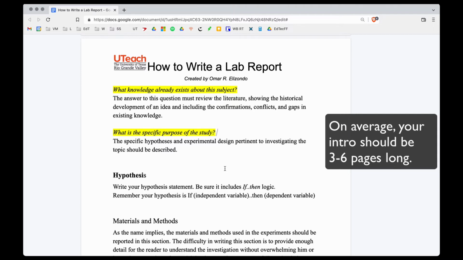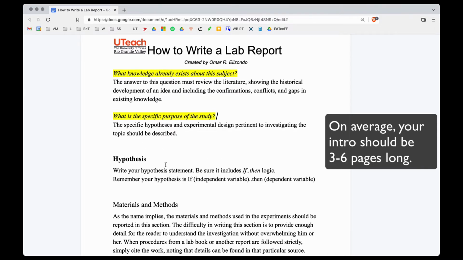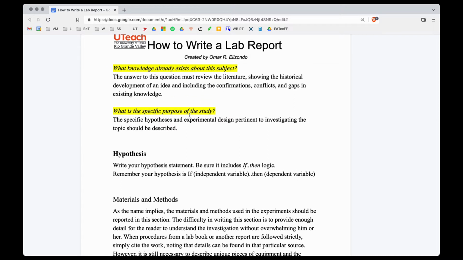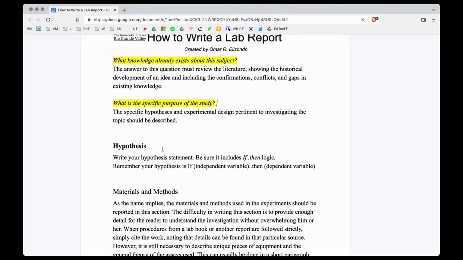A real scientific publication typically doesn't have a section just for the hypothesis, but we are for this paper. After your introduction, which should be about 2 to 3 to 4 or 5 pages, depending on how much background information there needs to be, I want you to clearly write your hypothesis, because I want your middle school and high school students to do that.